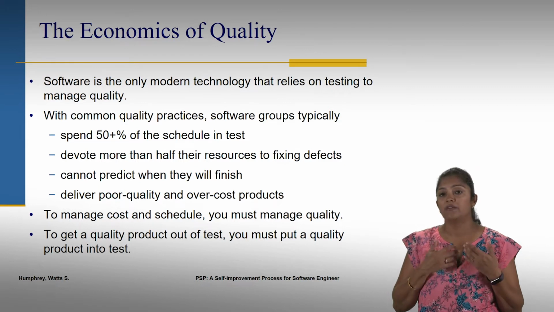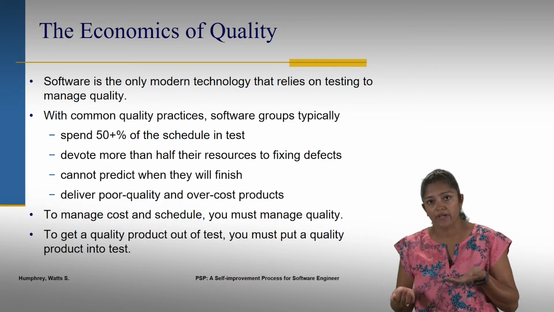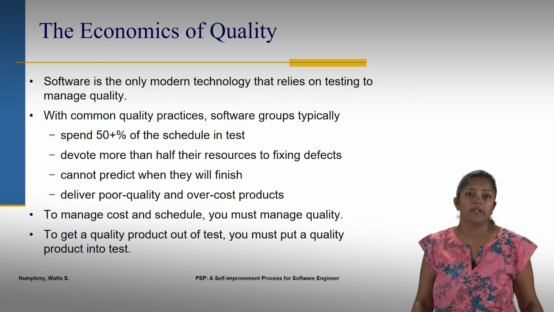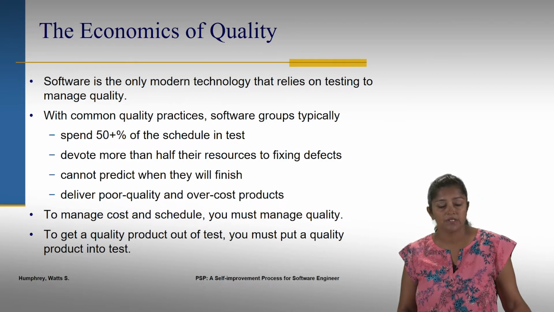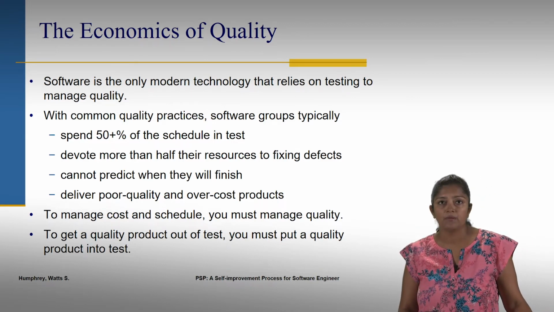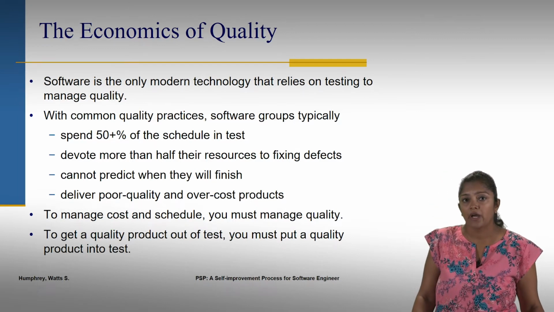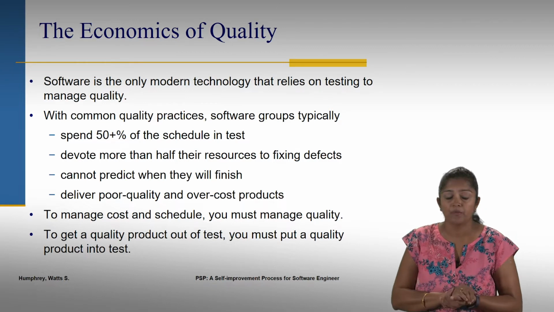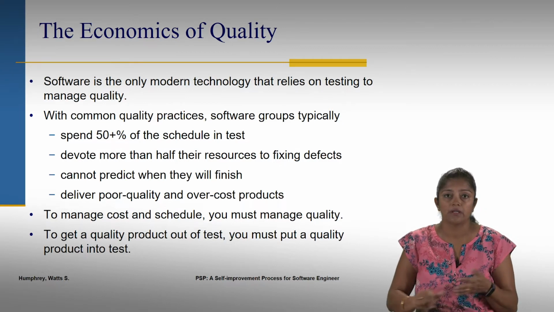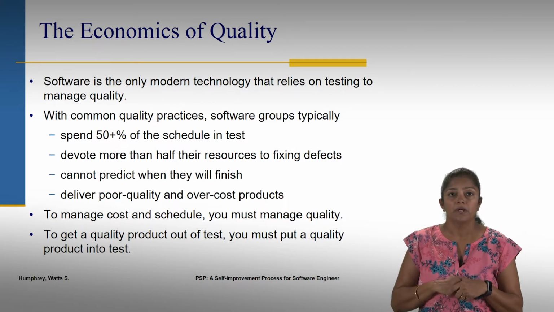And because of that, when we get into this defect fixing more, it's very hard to predict when they will finish. It's hard to predict how much time it might take to fix a defect. So that's why we say that the economics of quality is not good. It takes up a lot of time and resources, both in terms of cost and manpower.